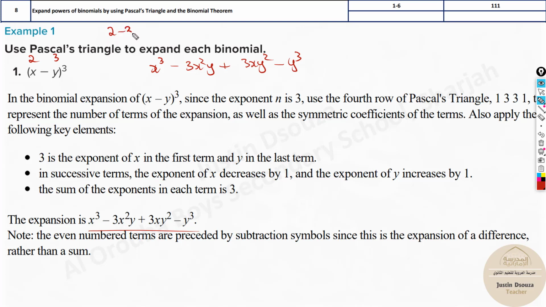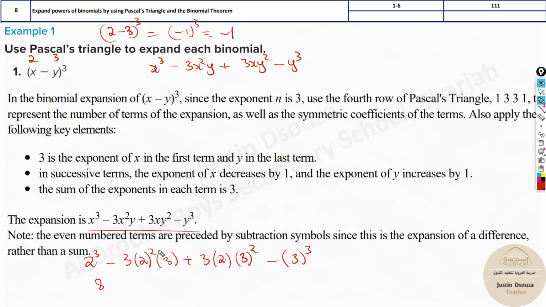It will be 2 minus 3 the whole cube. That is minus 1 the whole cube, which is equal to minus 1. Now here also substitute the same thing: 2 cube minus 3 into 2 square into y, which is considered to be 3, plus 3 times 2 into 3 the whole square, minus, lastly, 3 the whole cube. Now 2 cube, you can just put this in the calculator and try because it'll save your time as well. But you need to do this for all the options.